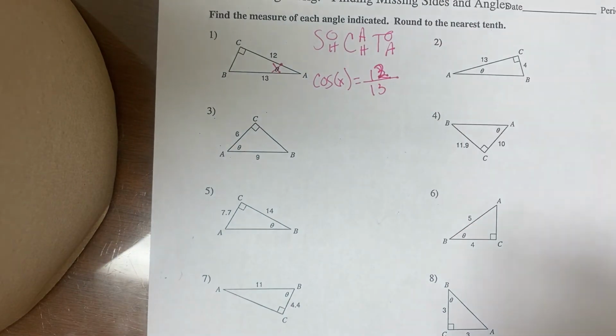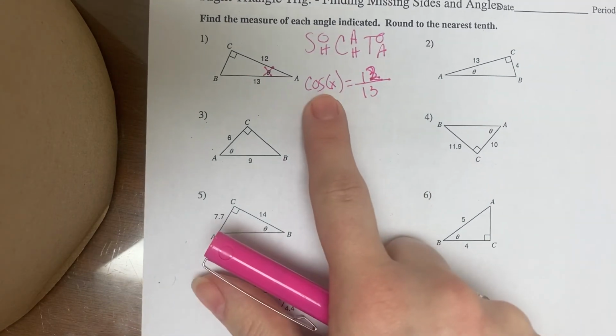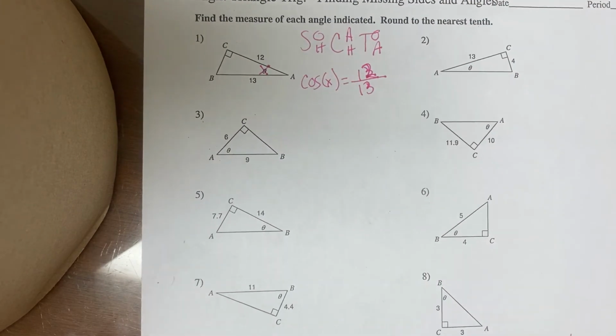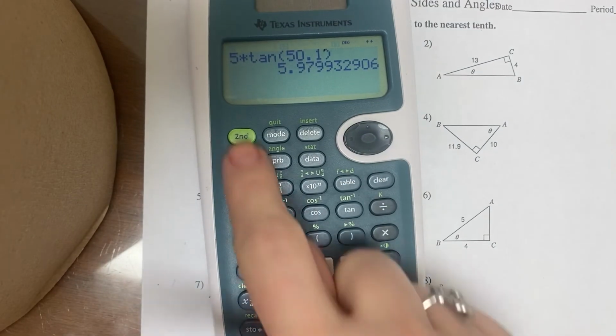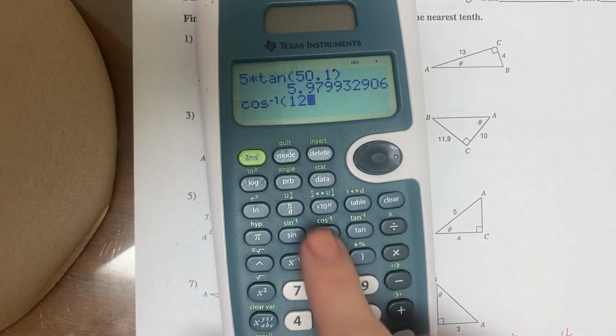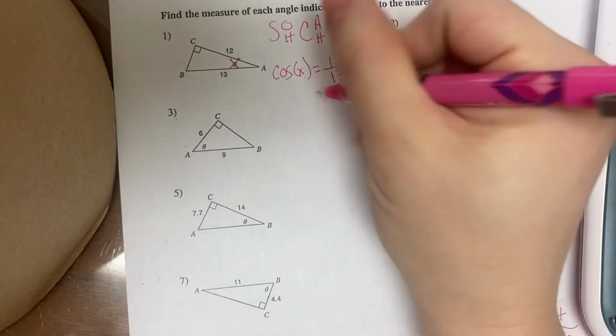So to type these in, we'll use the second button on the calculator. And we're going to type in second cosine and then put 12 over 13 as the fraction. So do second cosine 12 over 13. It'll be 22.6.